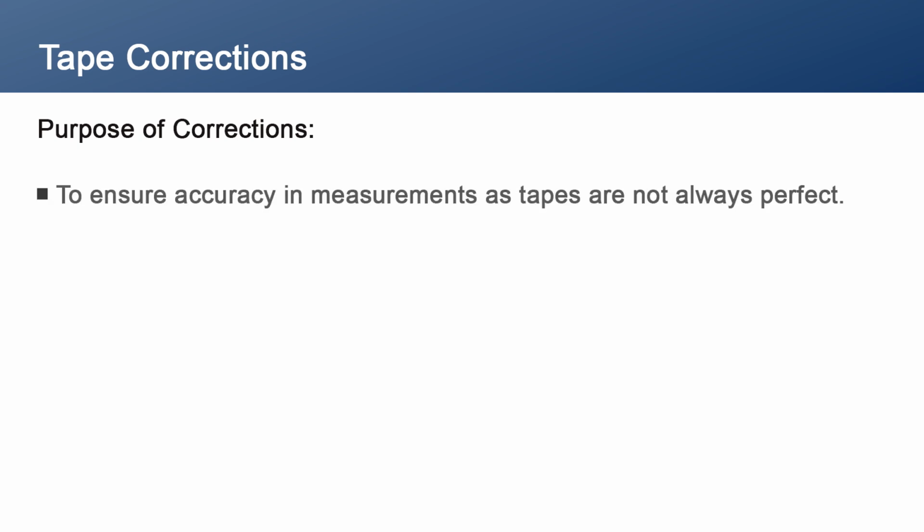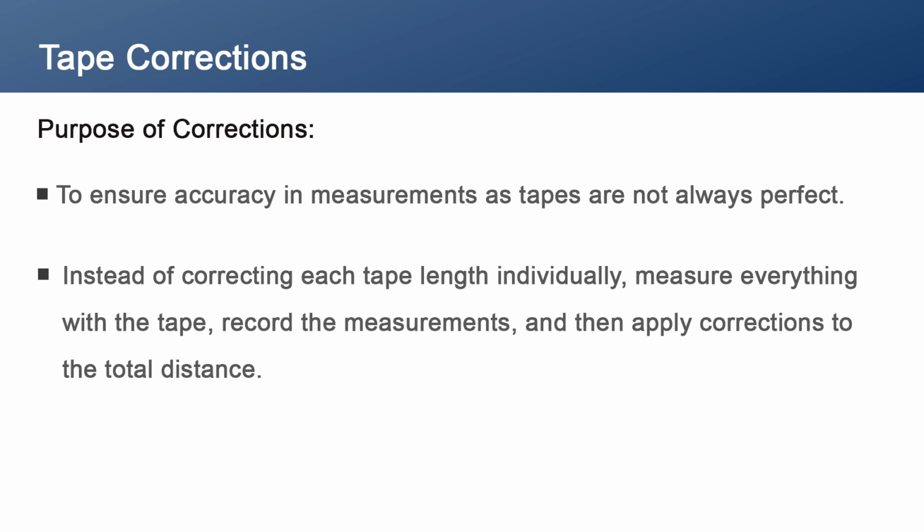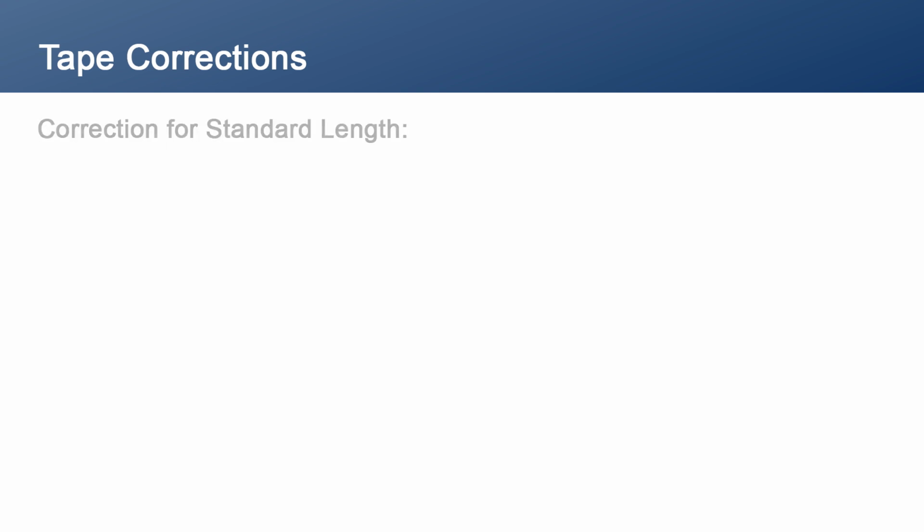So, when you are doing measurements with tape, you want to get things as accurate as possible, isn't it? But tapes aren't always perfect. Depending on how precise you need to be, you might have to make some corrections to the distance you measure. Now, instead of correcting every single tape length, there is another approach. You just measure everything using the tape, write down the measurements, and then later on you make any necessary corrections to the total distance.